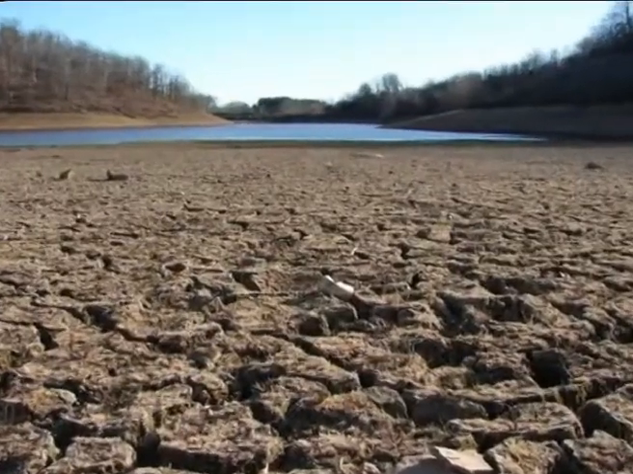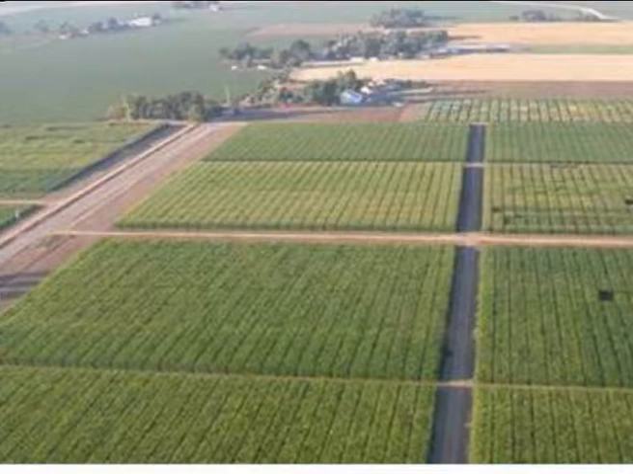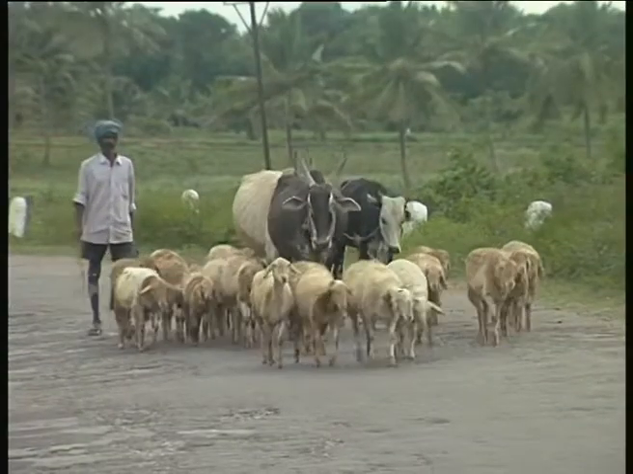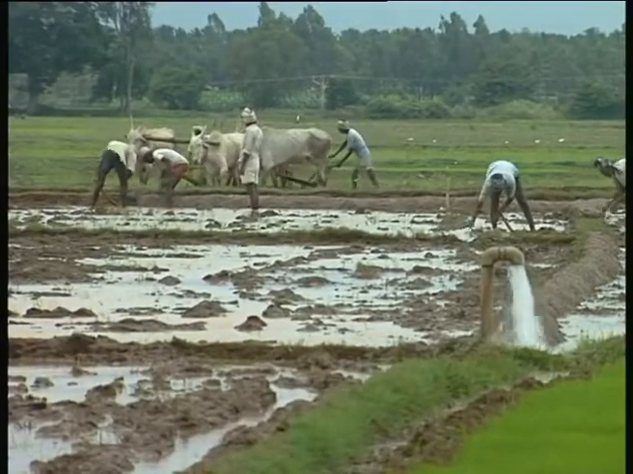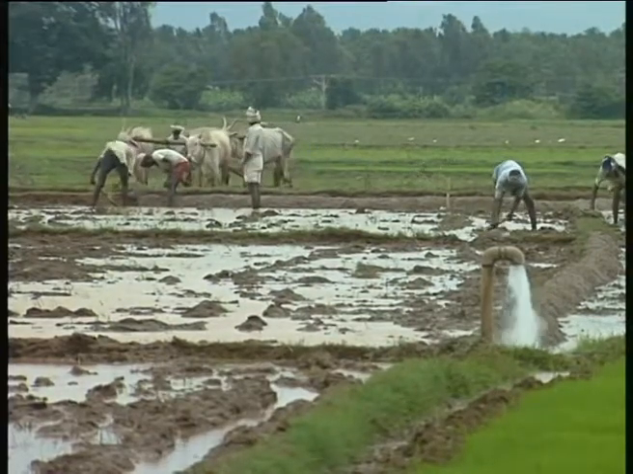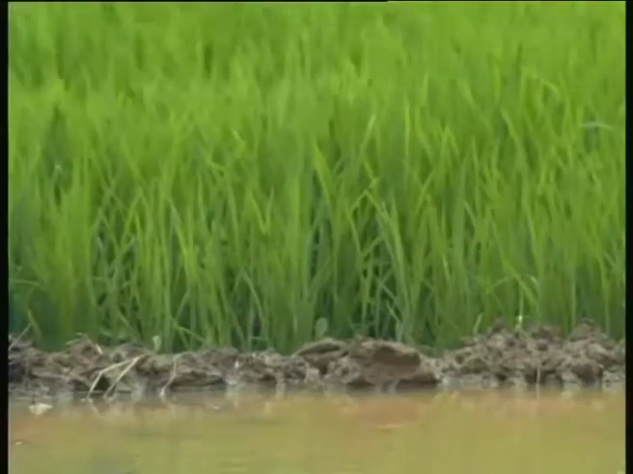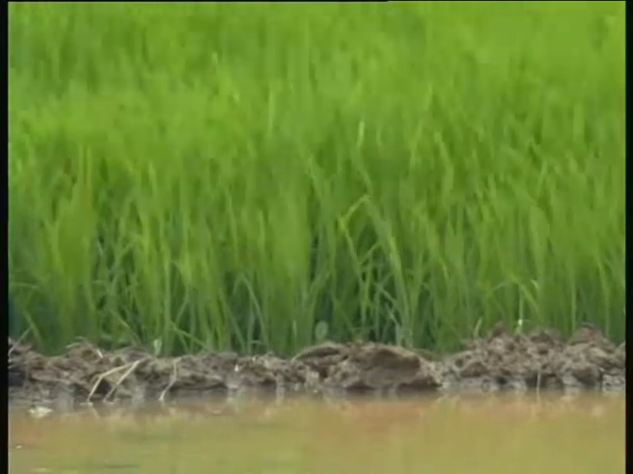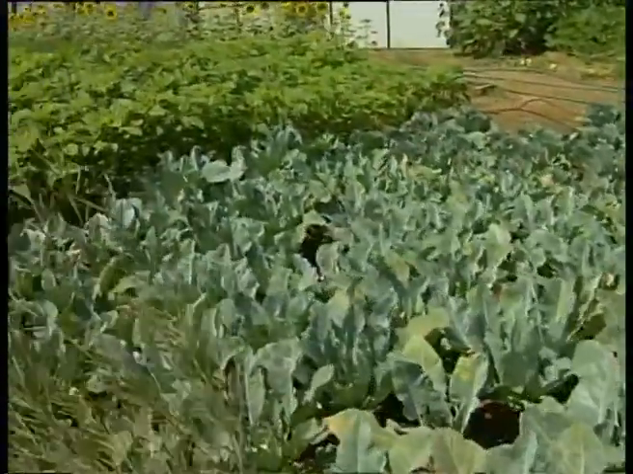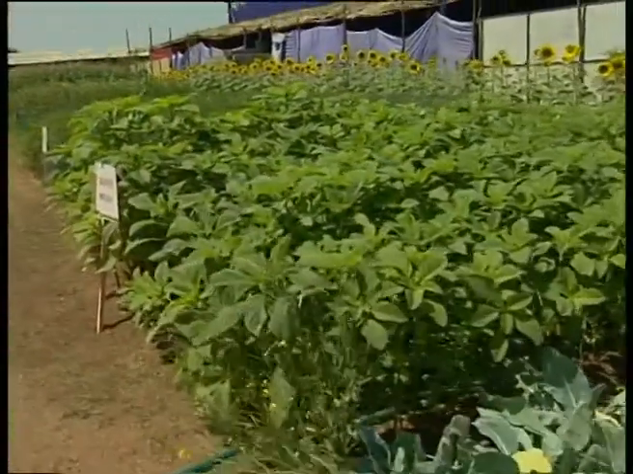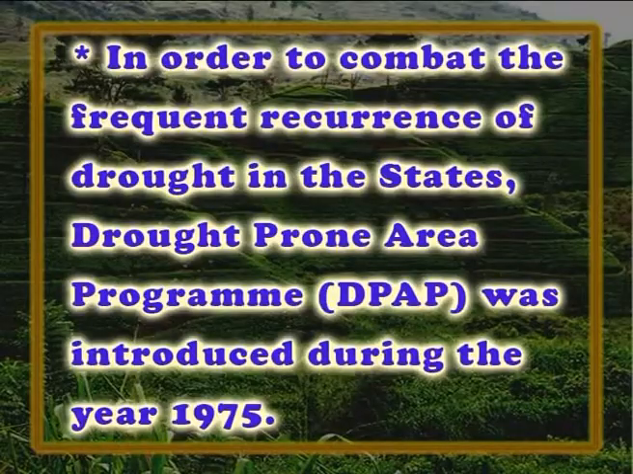Next is drought prone regions. The aims are to minimize the adverse effects of drought on the production of crops, livestock and productivity of land, water and human resources with drought proofing techniques, and to promote overall economic development and improve the socio-economic conditions of vulnerable groups. In order to combat the frequent recurrence of drought in the states, the Drought Prone Area Program, that is DPAP, was introduced during the year 1975.